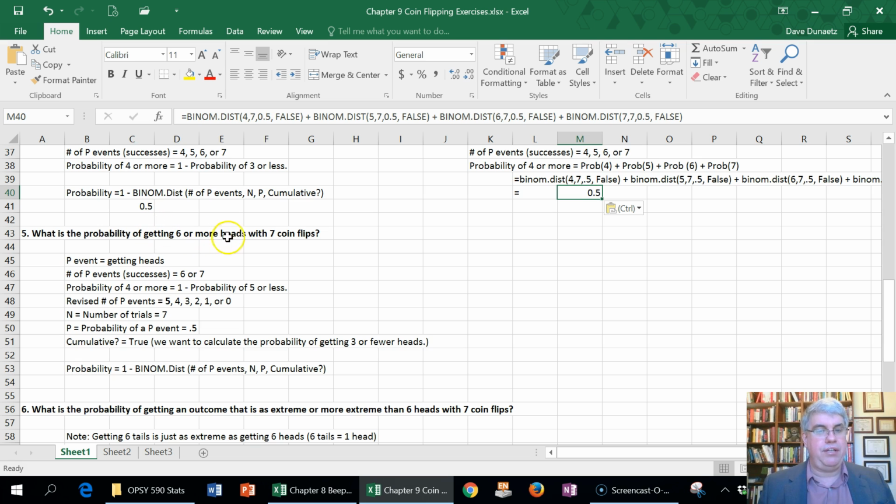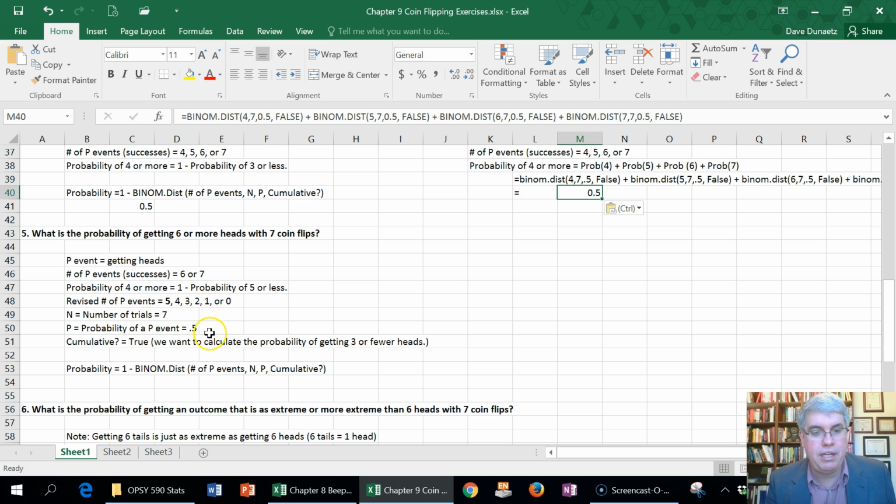What's the probability of getting 6 or more heads with 7 coin flips? This is looking at the bell curve, just at the far right tail, the 6 and 7s. The probability of getting 4 or more would be 1 minus the probability of 5 or less, because that gives us, in terms of area to the left, the cumulative total. So the revised number of P events that we're interested in would be 5, 4, 3, 2, 1, or 0.